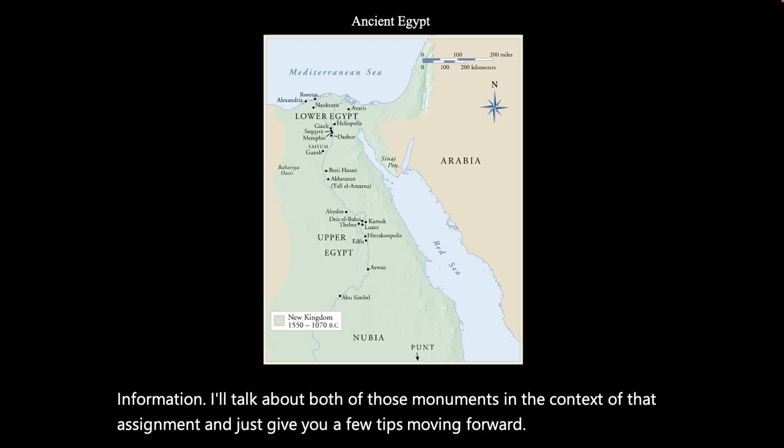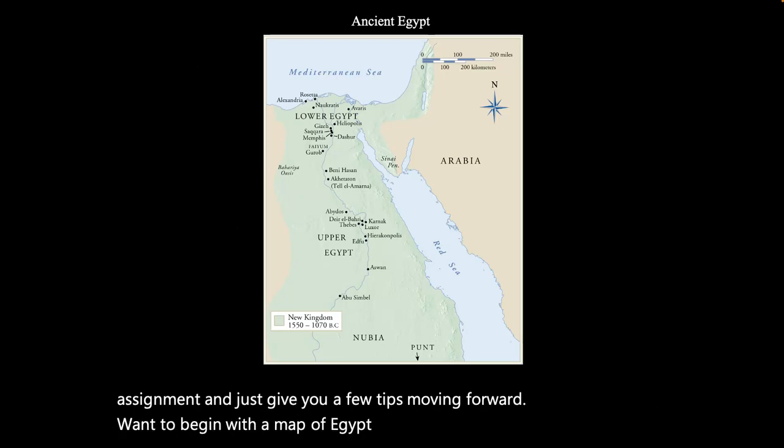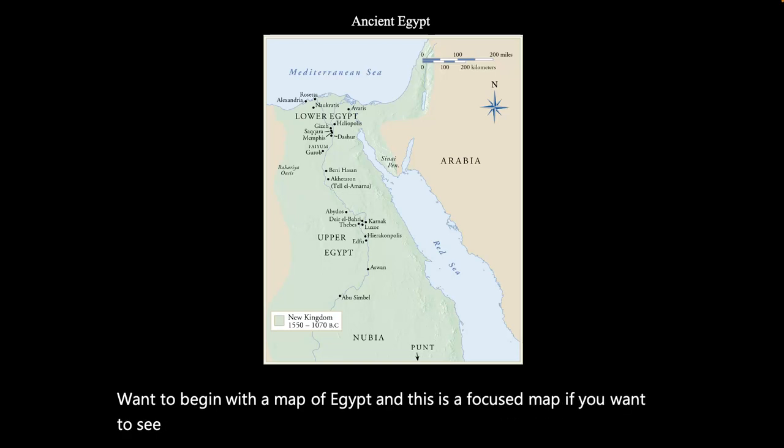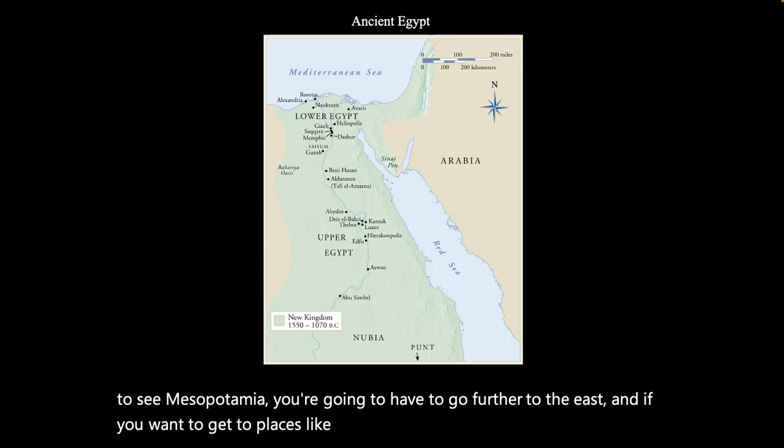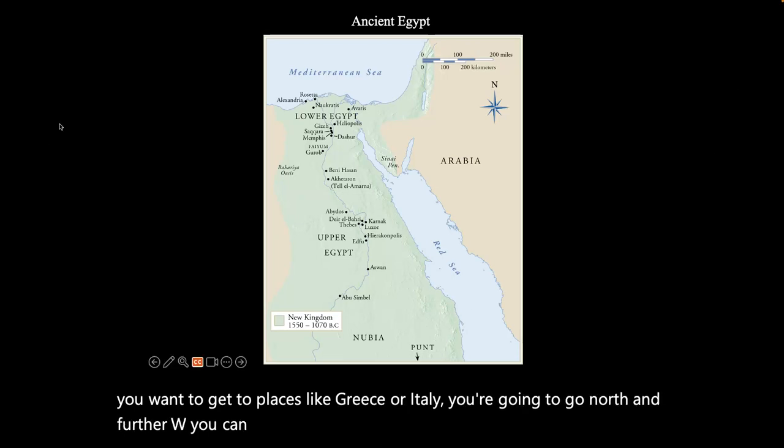I want to begin with a map of Egypt, and this is a focused map. If you want to see Mesopotamia, you're going to have to go further to the east. And if you want to get to places like Greece or Italy, you're going to go north and further west. You can see the Mediterranean here.